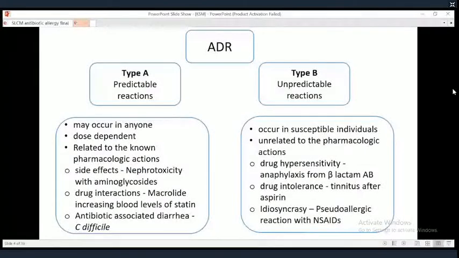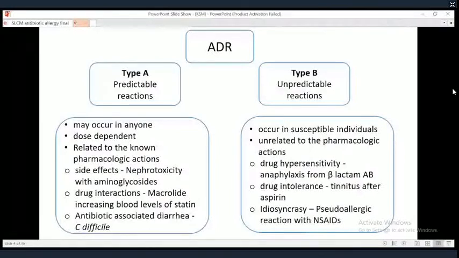So adverse drug reactions can be divided into type A and type B. However, now they are most of the time referred to as on-target and off-target effects. So type A ones are on-target effects, meaning that they are predictable reactions that are related to the known pharmacologic action of that particular drug. So it will occur in anyone who is given the drug, and it's generally dose-dependent. Examples would be side effects such as nephrotoxicity when you take aminoglycosides, drug interactions such as macrolides leading to increased blood levels of statins, and antibiotic-associated diarrhea, where antibiotics may kill the commensals and it might lead to Clostridium difficile infection.